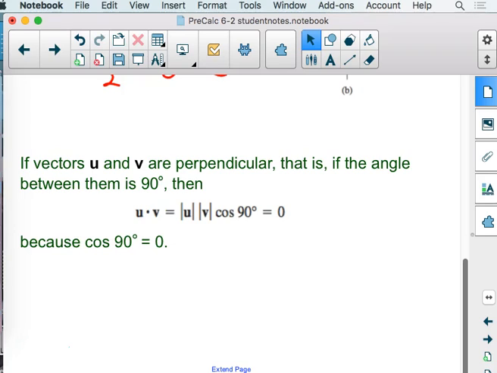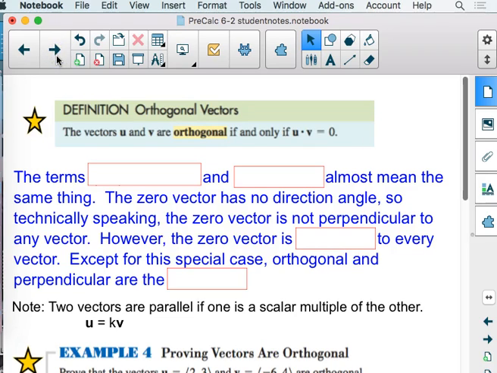That's what they do. So if vectors u and v are perpendicular, that is, if the angle between them is 90 degrees, well, then we should have the magnitude of u times the magnitude of v times the cosine of 90 degrees. Now take the cosine of 90 degrees. 0, 1. Hey, that's 0. It should be 0. So if they're perpendicular, we should get 0. The cosine of 90 is 0, and that's what it is. So how do we know if the vectors are orthogonal? If their dot product is 0.